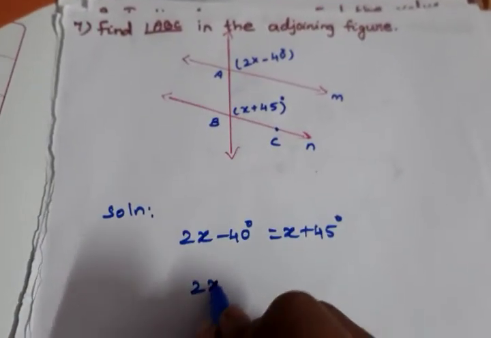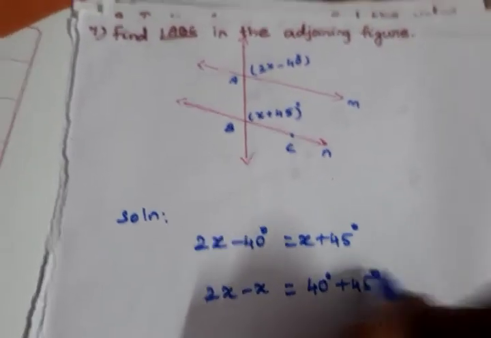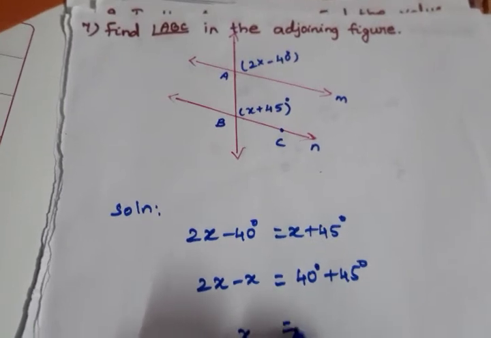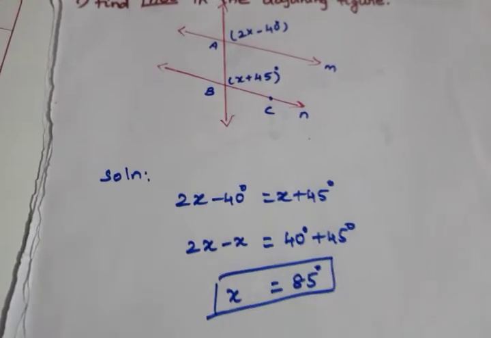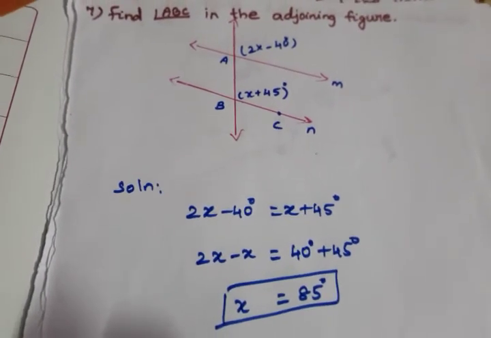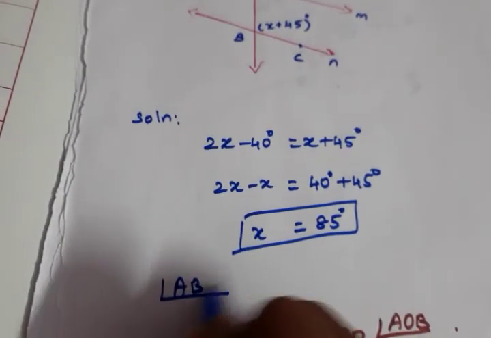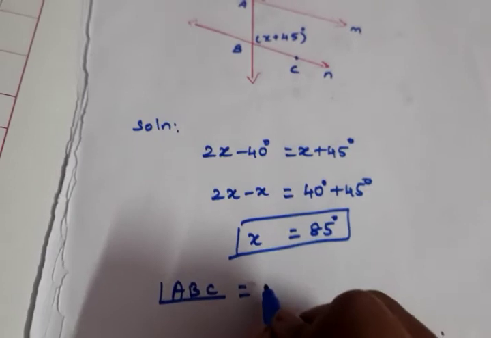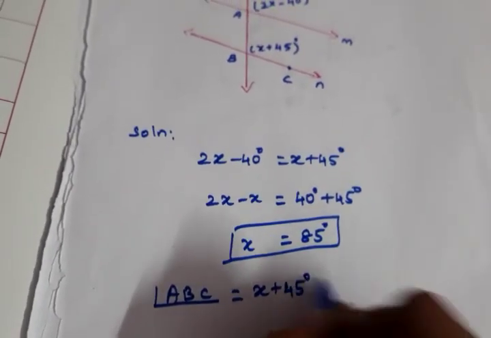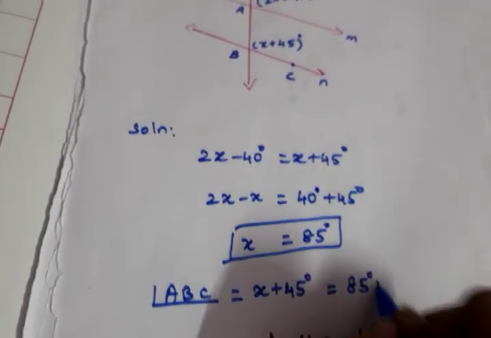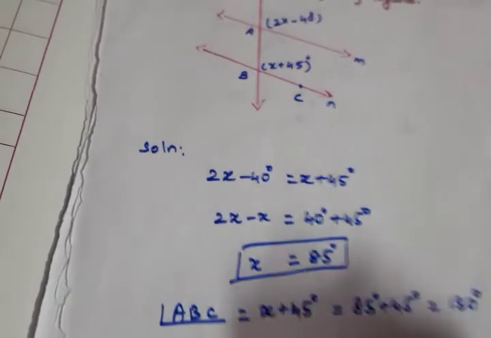So 2x minus x equals 40 degrees plus 45 degrees. So x equals 85 degrees. Then angle ABC equals x plus 45 degrees, which equals 85 degrees plus 45 degrees, equal to 130 degrees.